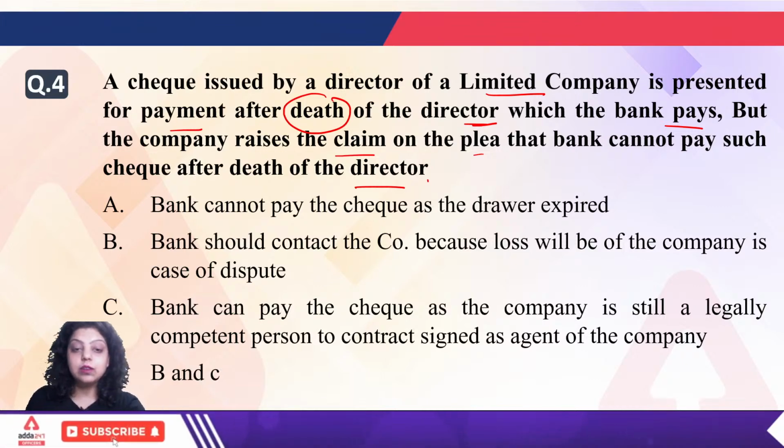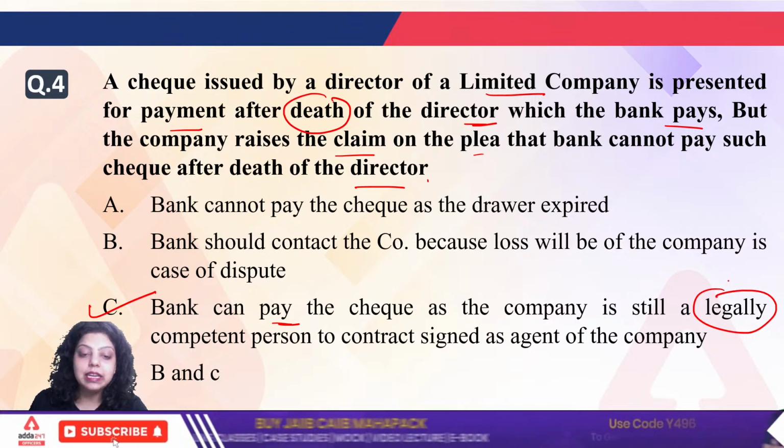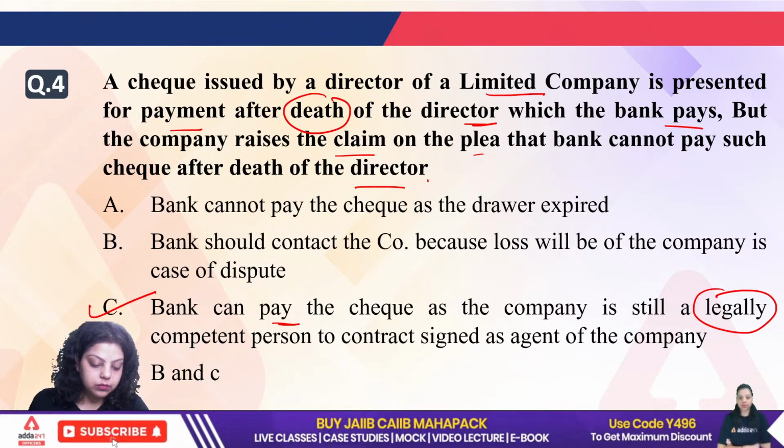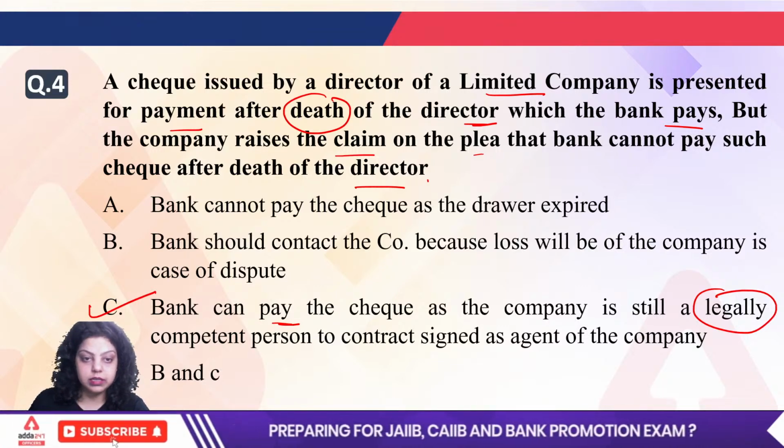Very good. So the right answer will be your C option, that the bank can pay the check as the company is legally a competent person to the contract. Okay, so the right answer will be your C option, correct.